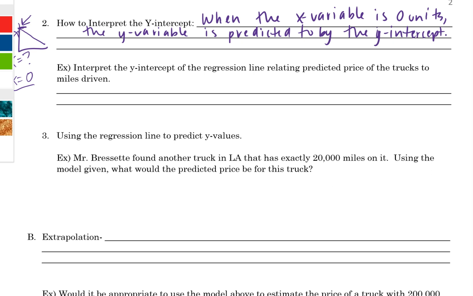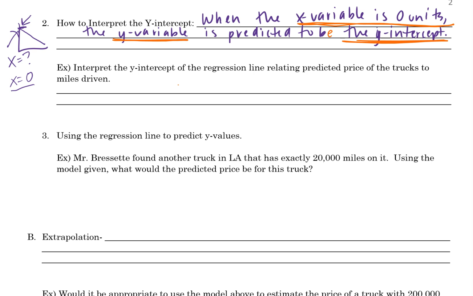And again, we have sort of a fill in the blank here. So when the X variable is 0 units, that part is a fill in the blank and it needs to be put in context. The Y variable also needs to be put in context, is predicted to, that's supposed to be B, the y-intercept, whatever the y-intercept is. Okay?